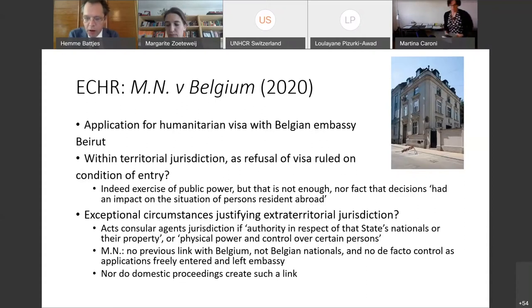And it had to add it because in cases of criminal proceedings, the fact that a state brings criminal proceedings against a person not on its territory is enough for assuming extraterritorial exercise of jurisdiction, the court has ruled. But in this case, they had started proceedings themselves, and therefore it was not enough.